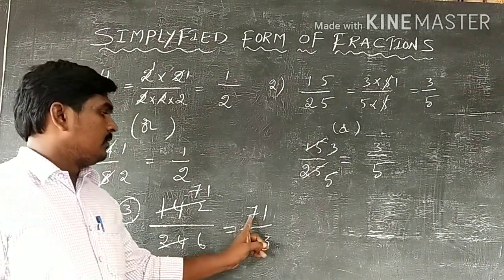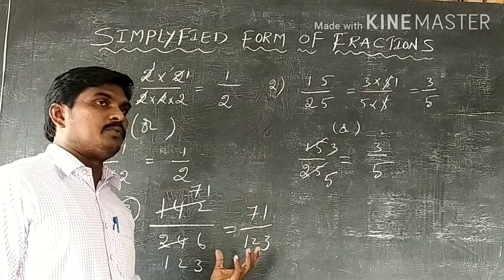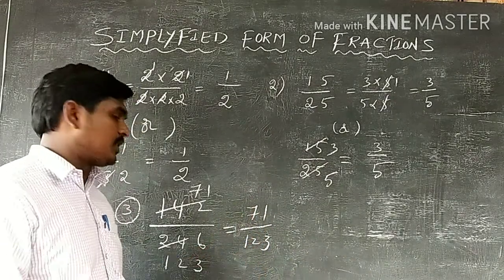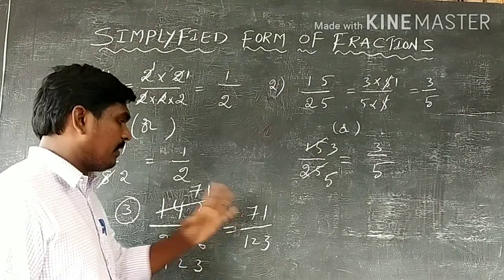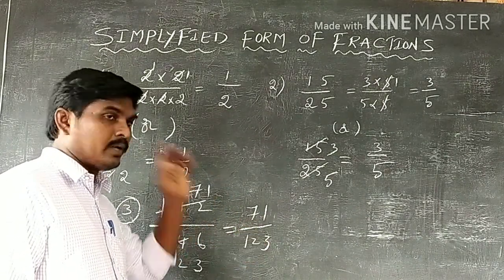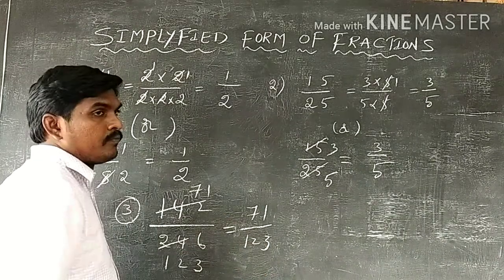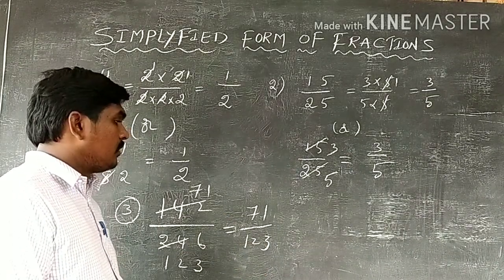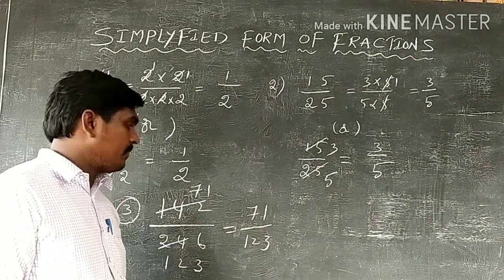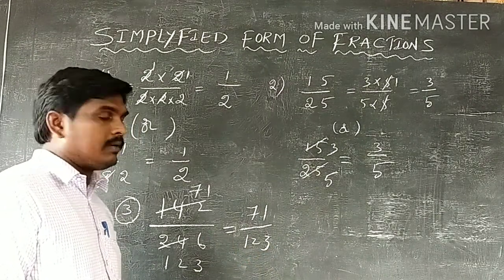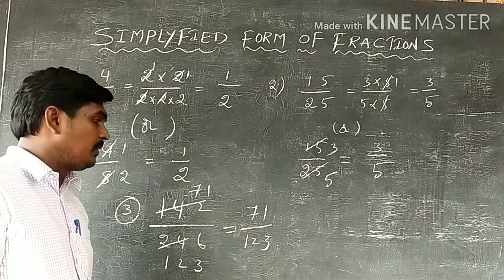Okay. Again, is there any cancellation possible? Is this only the lowest form or is there any cancellation? We can verify one second. Numerator 7 plus 1, 8. And denominator 1 plus 2, 3, 3 plus 3, 6. Here 71 is an odd number, 123 also an odd number. But is there any cancellation possibility there?